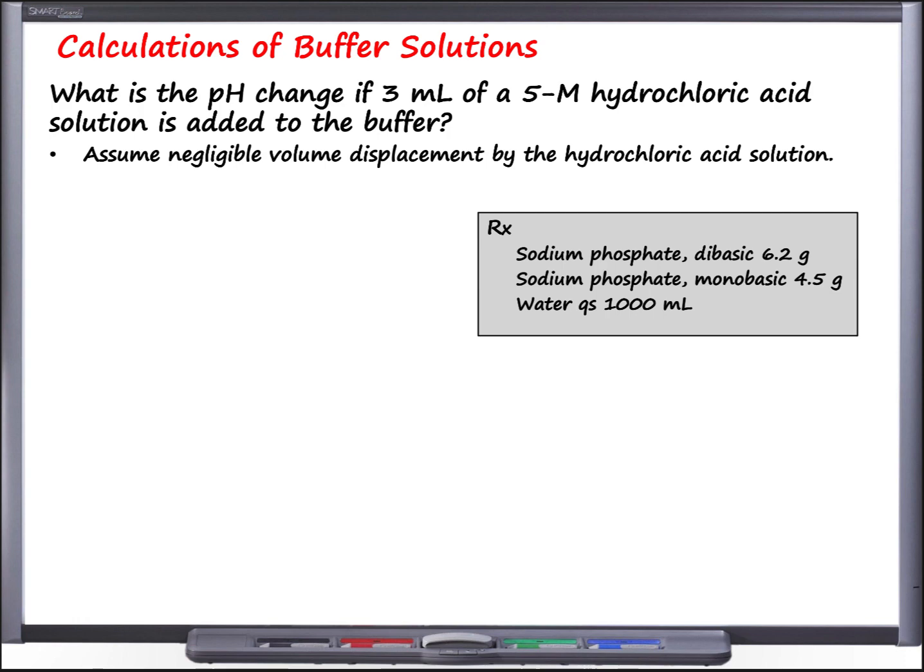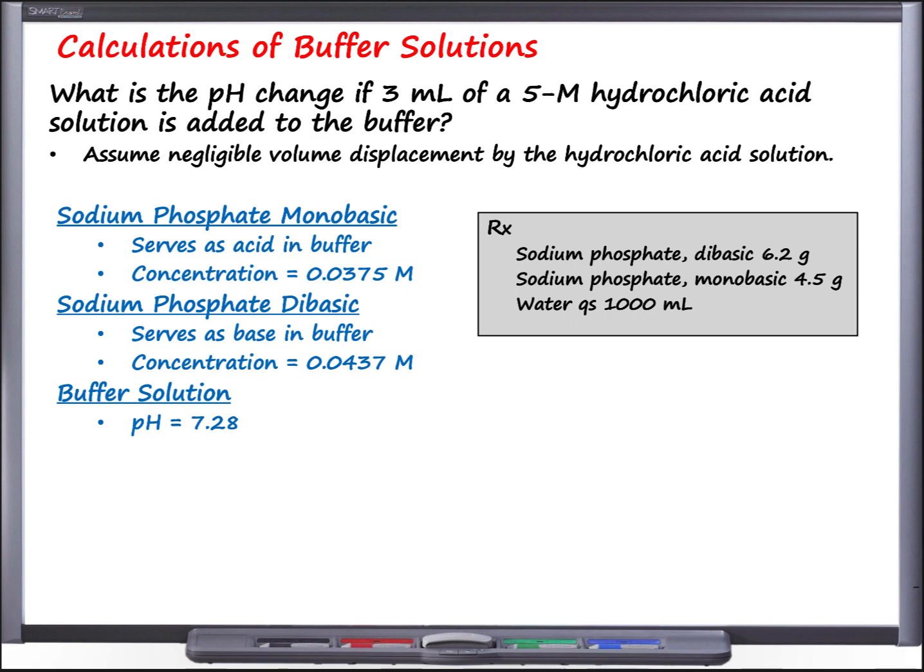Hopefully, the buffer will keep the pH from making a significant change, but let's see what that change would be. So I'll remind you, this is the additional information that I'm carrying over from before. The acid in our buffer solution is the monobasic sodium phosphate, and we calculated its concentration to be 0.0375 molar. The base in our buffer solution was the dibasic sodium phosphate, and its concentration was 0.0437 molar. And the final pH of that combination before we add anything, we calculated to be 7.28.